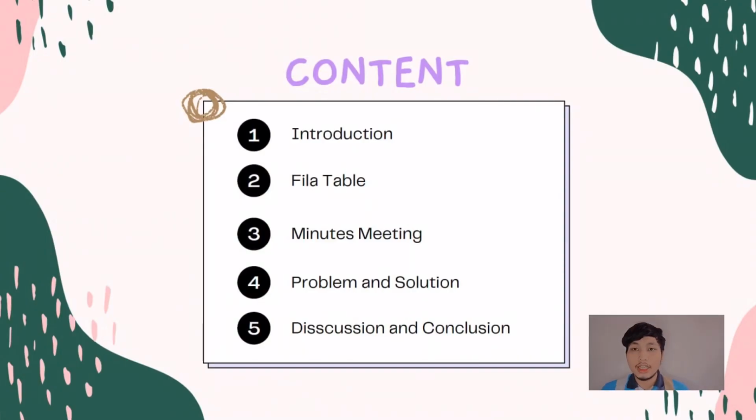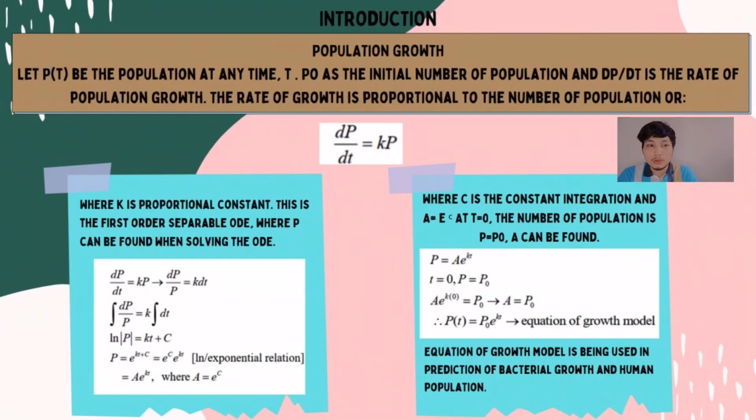So, the content from the problem-based learning project. First is the introduction. Second, the FILA table. Third, the minute meeting. Fourth, problem and solution. Lastly, discussion and conclusion. So, I want to present the introduction to population growth.